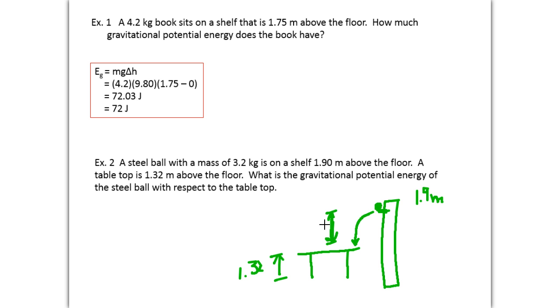To find that, you would subtract the two. You know the maximum height of the table, you know how high the ball is on the shelf. So what's this height difference in between? Well, how much do you have to rise from 1.32 to get to 1.9? Subtract those two numbers.